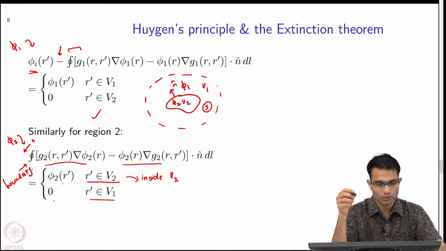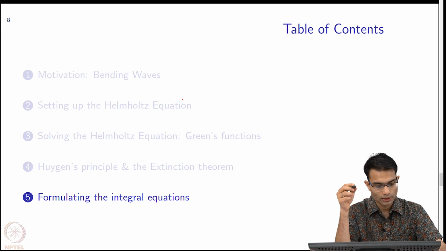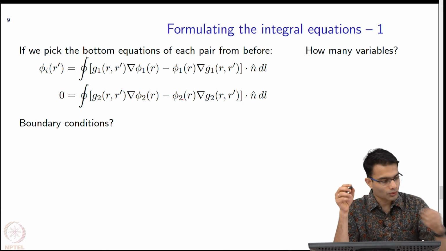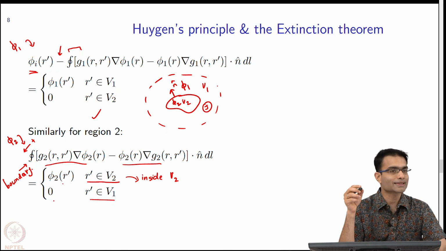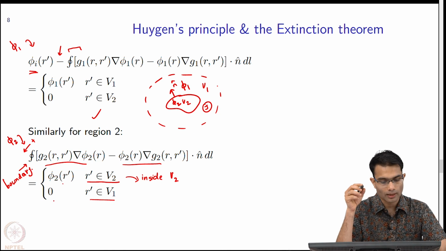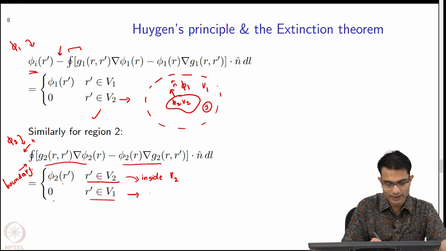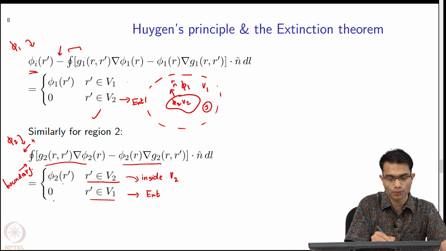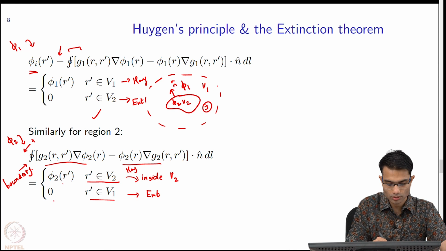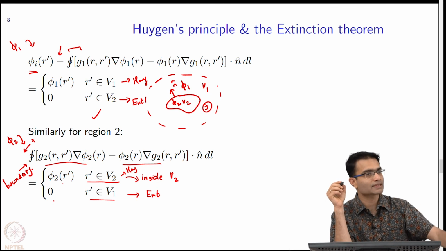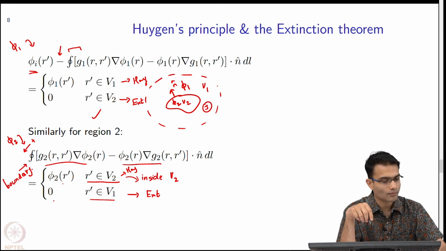Let us formulate these integral equations. To solve these sets of equations, I am going to take these bottom equations. These were the extinction theorems, both of these were extinction theorems, and both the top ones were the Huygens' theorems. So I am going to take the bottom equation from each of these sets and just rewrite them.